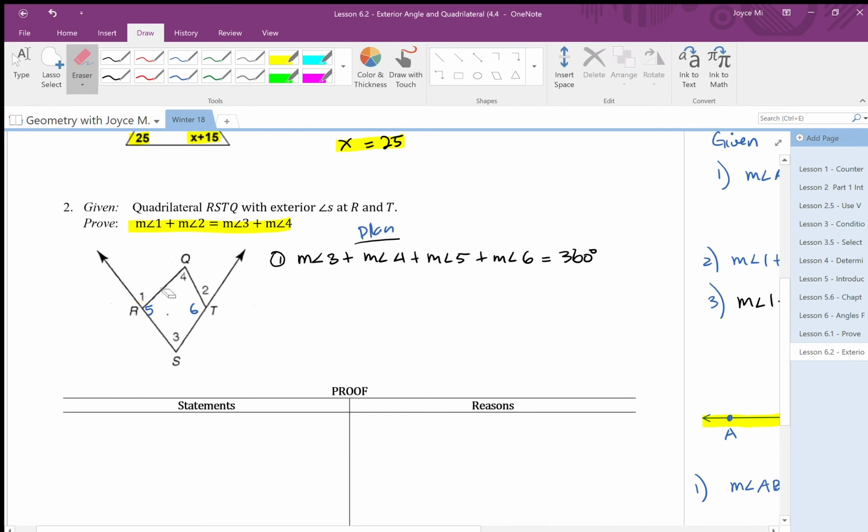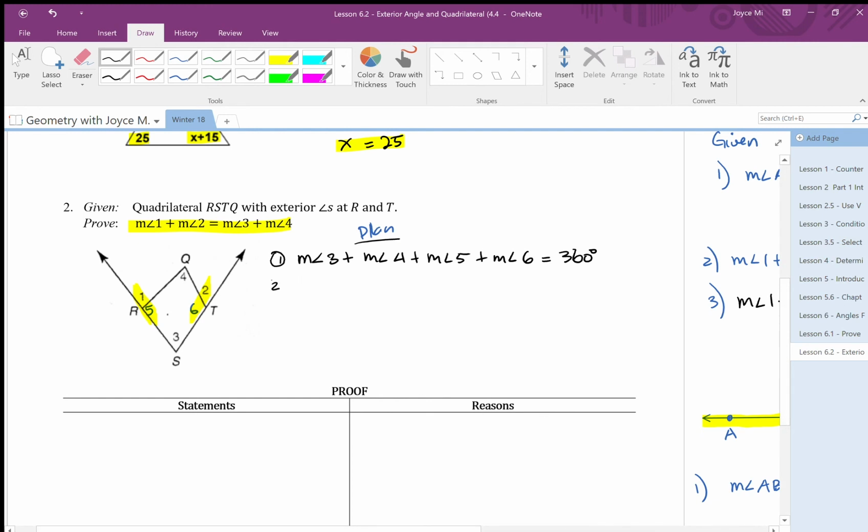Now I want to write equations involving 1 and 2. Let's see here. Notice that I have a pair, right? I have 6 and 2 here, going to give me 180. 1 and 5 give me 180 here. Again, the reason they form 180 is that they are exterior sides of adjacent angles forming a straight line. Therefore, the angles are supplementary, which means they measure 180. So here I can write two equations essentially.